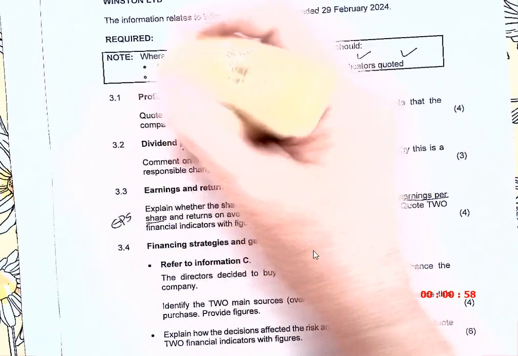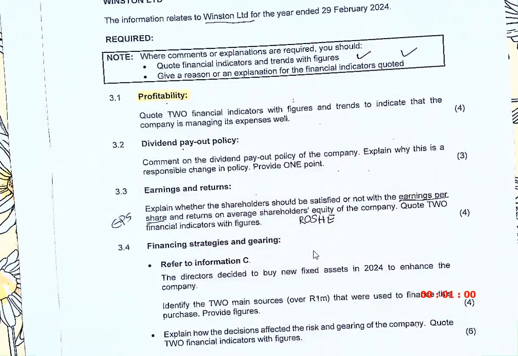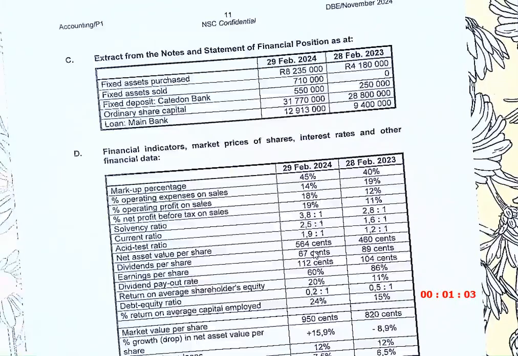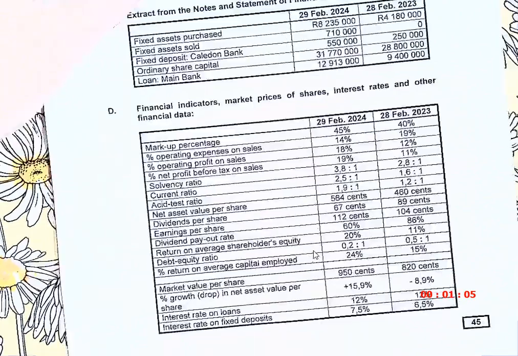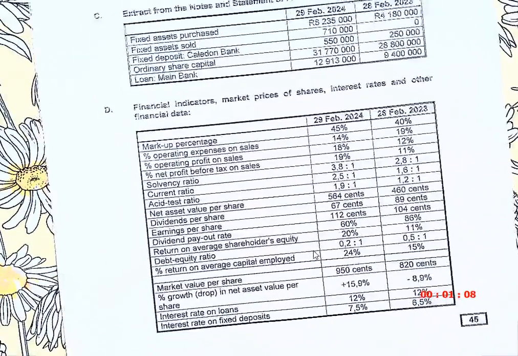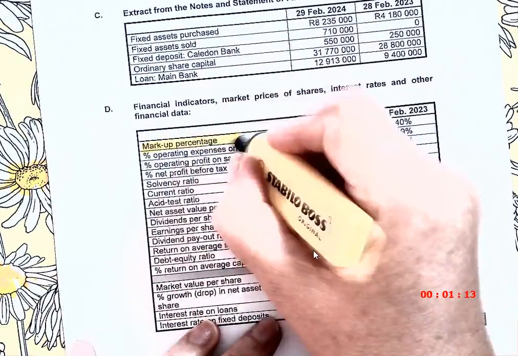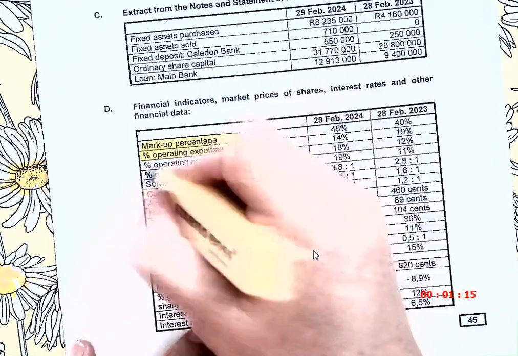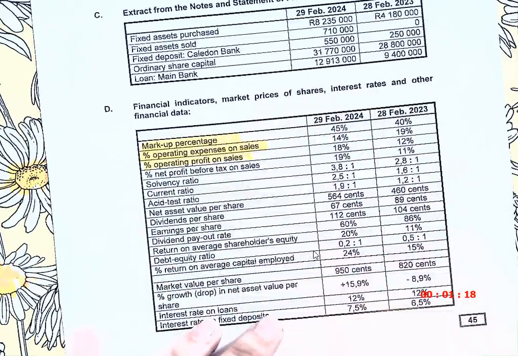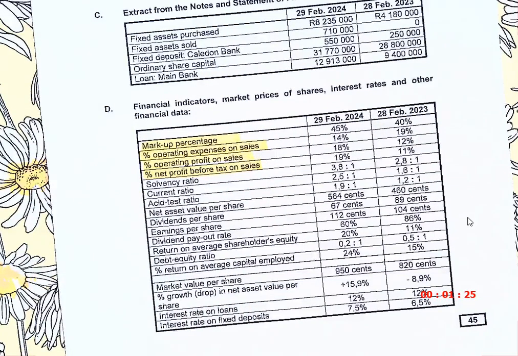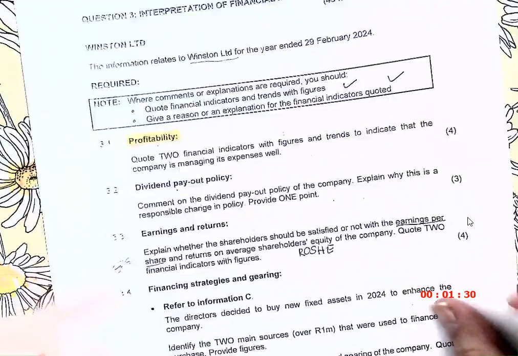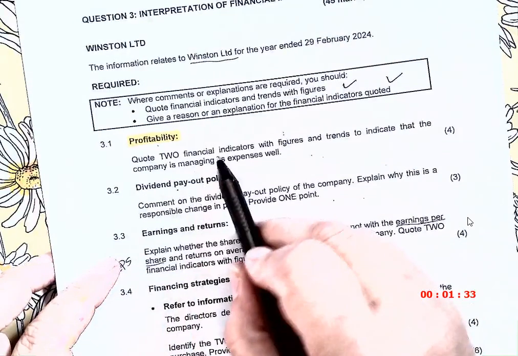profitability. Now before I even read the question, I go to my ratios and I look, which of these ratios are profitability ratios? And you will see markup, operating expense, operating profit, net profit before tax. There we go. So they give me 4. They gave me 4. So now, quote 2 indicators with figures.